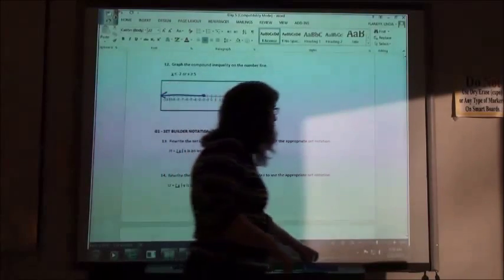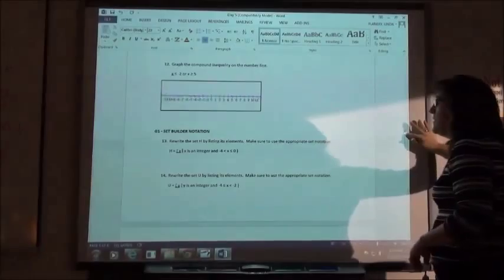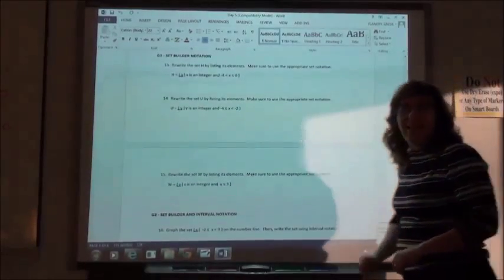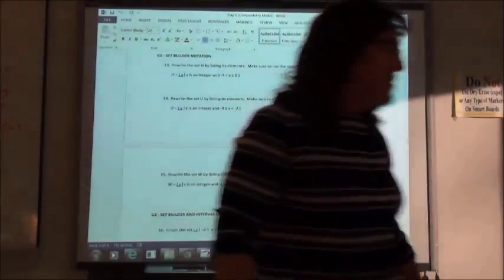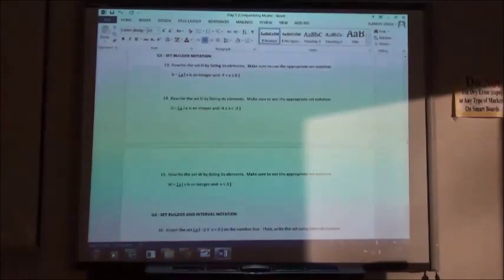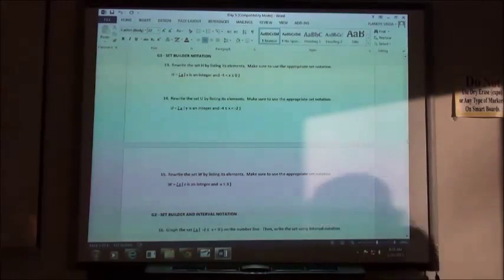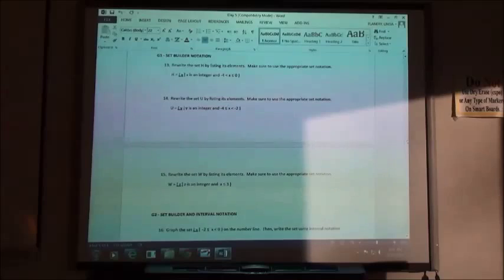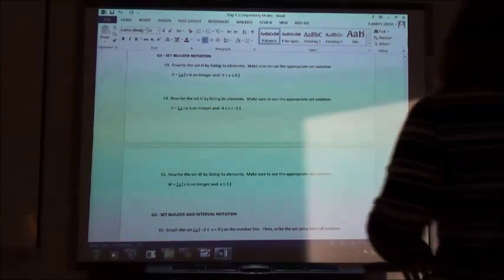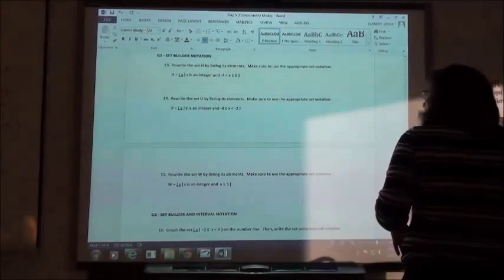Now these are the ones that, for some reason, when I typed up the note sheets, I just thought I'd skip over. But hey, figured you might want to have some examples of these ones. So number 13 says set builder notation.